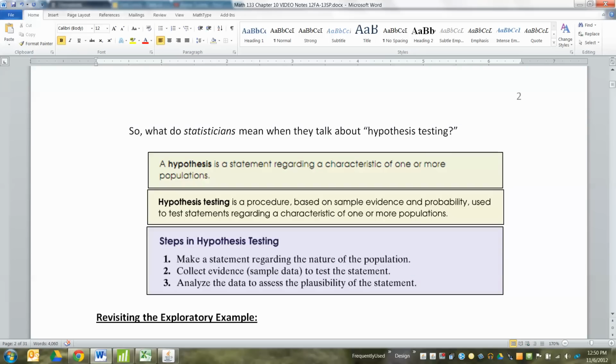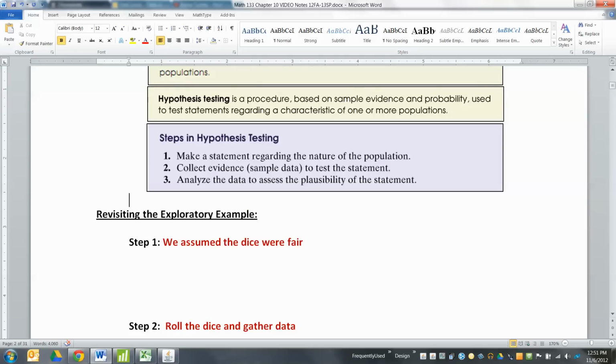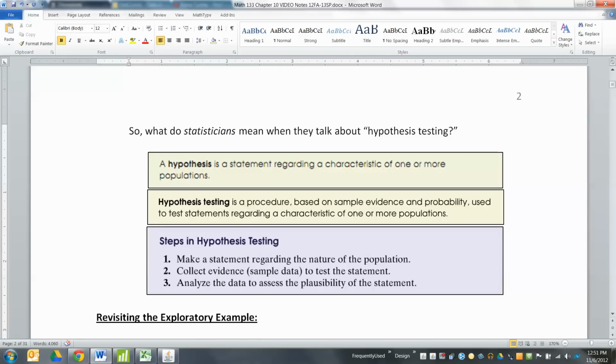All right. So what do statisticians mean when they talk about hypothesis testing? Since it's something we're going to be working with for the rest of the course, let's think about this. Hypothesis testing is a procedure based on sample evidence and probability used to test statements regarding a characteristic of one or more populations. Chapter 10, it'll be one population. Chapters 11, 12, and 13, it's possibly one, possibly two, possibly more, depending on what we're working in. All right, so you make a statement regarding the nature of the population.